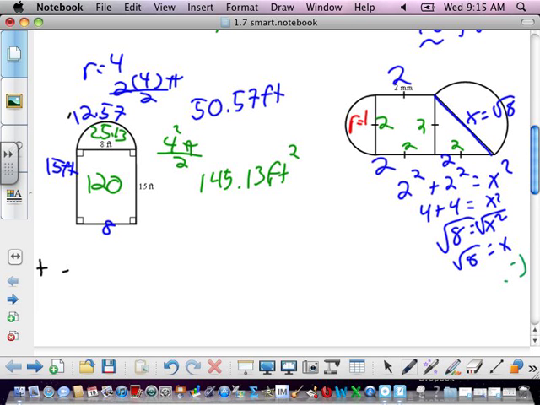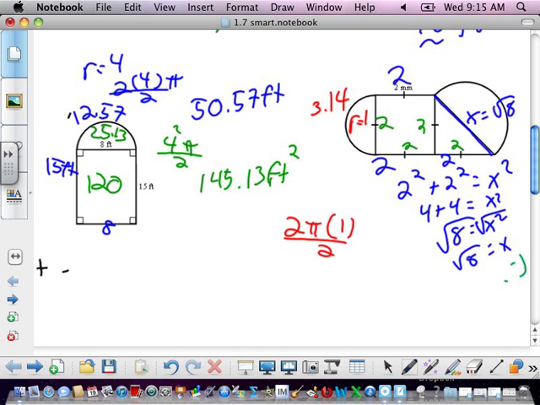So if I want to find 2 pi times 1 divided by 2, I'm just going to get pi, right? So this is 3.14. That's the distance if I took a string around that half circle. I heard somebody go, what?